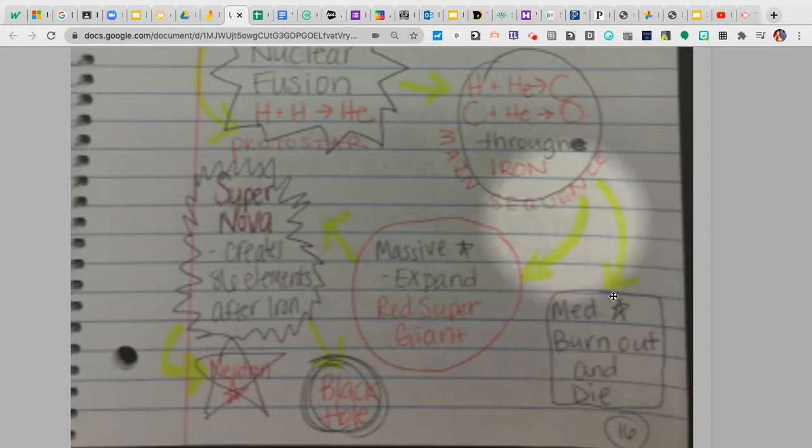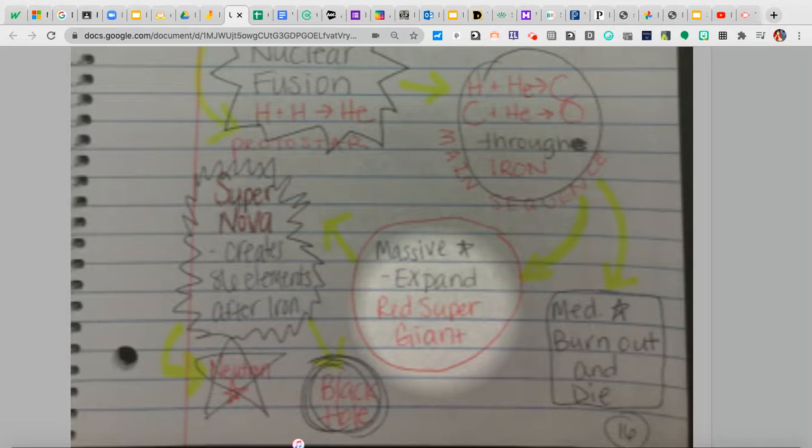If you are a medium star, you're going to burn out and die after main sequence. If you are a massive star, you're going to start to expand, what we'll call a red supergiant. So different paths. A medium star will also become a red giant, but a massive star will become a red supergiant. And from that path, a massive star will become a supernova.